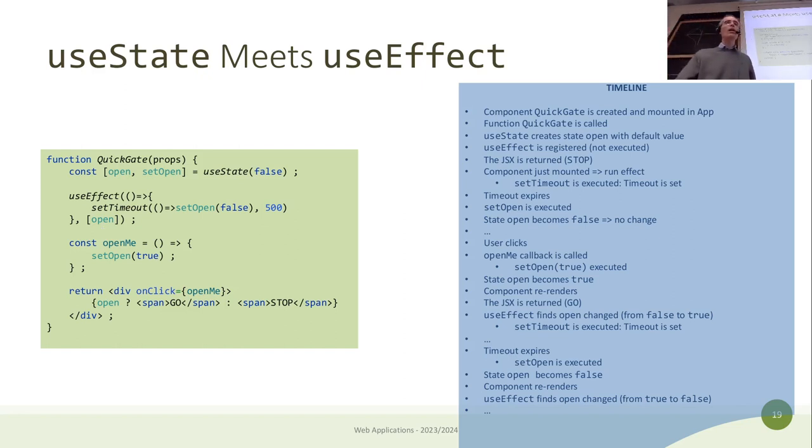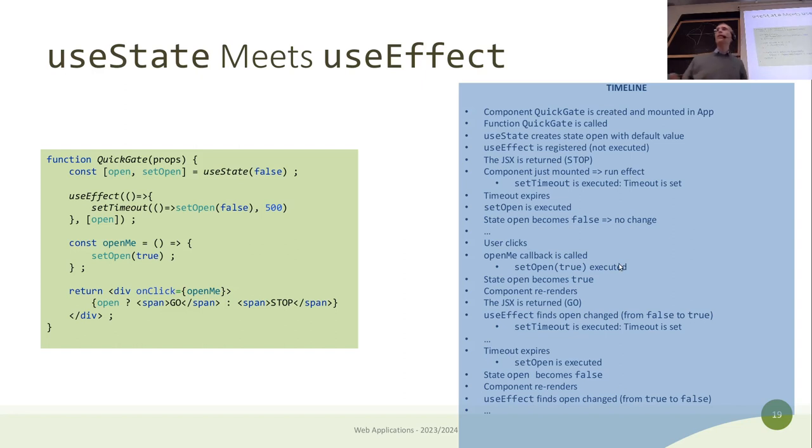In this case, it's a state. Every time this state changes value. In the beginning, in this example, it's set to false. Then it changes to true, and then the setTimeout will change it to false again. And here you see the timeline.